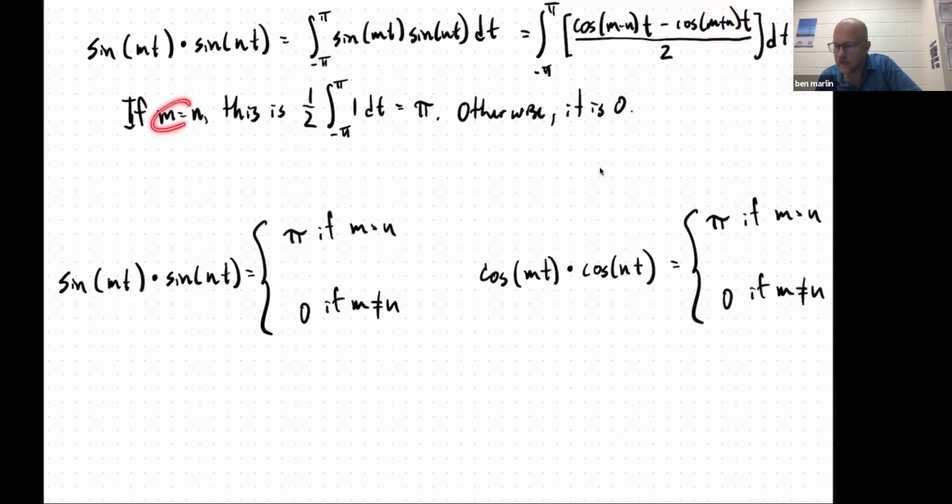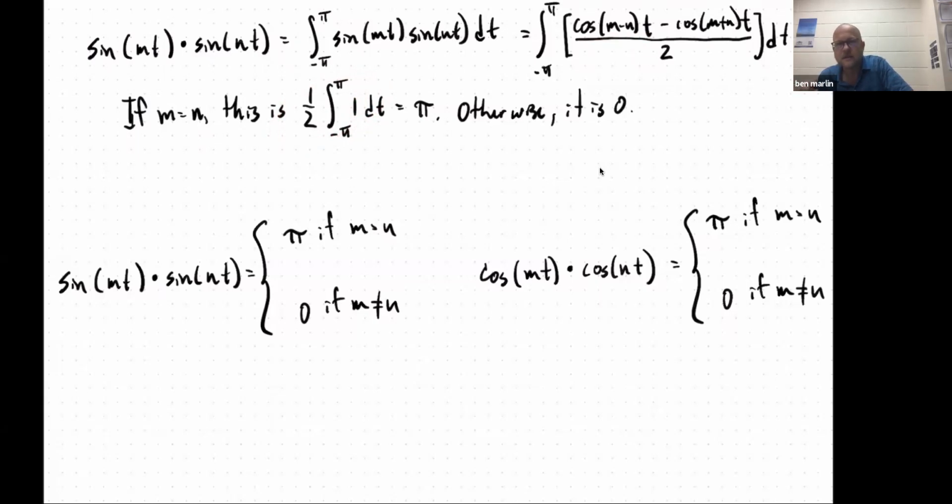So if m is equal to n, that's the only time you have something different happen. And in that case, this cosine of 0 is just 1. So you're going to have 1/2 the integral from minus pi to pi of 1 dt, and that's going to get you 1/2 times 2 pi, which is just pi. Otherwise, if m and n are not equal, then we're going to get 0, okay?